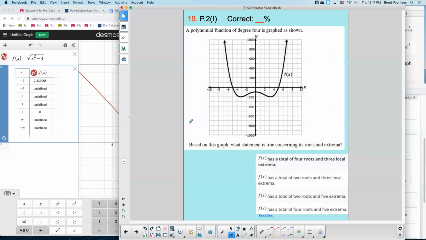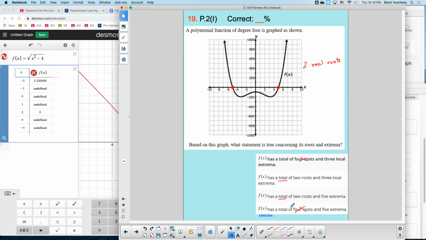Here we go. Number 19. A polynomial function of degree 4 is graphed as shown. Based on this graph, what statement is true concerning its roots and extrema? And here's where I say many students make a simple mistake, just because you're moving fast. How many real roots do you see in this problem? 2. There's 2 real roots. And so many students go through here and they say it has to have 2 roots. And so they mark out these options and they select one of these. But you see how this has the word total?